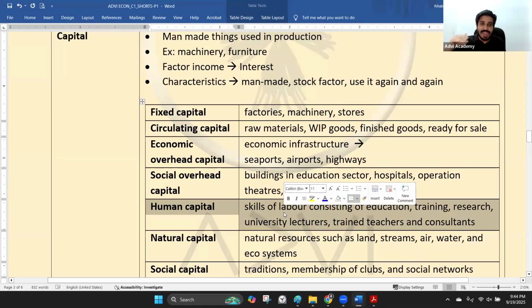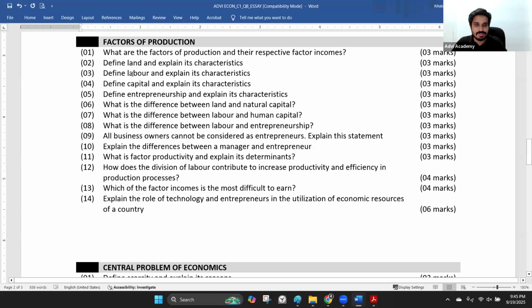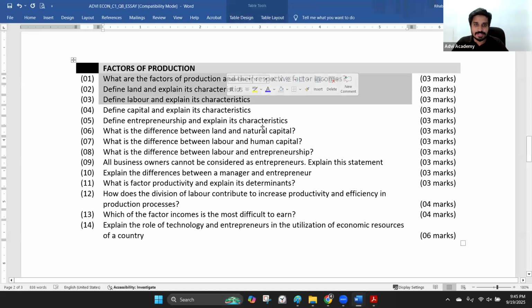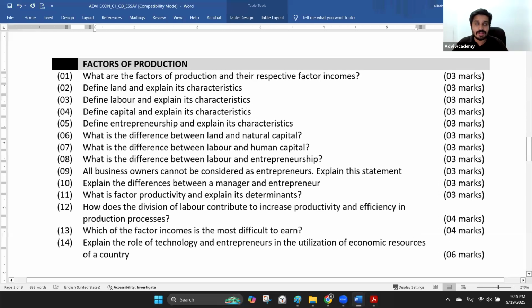What is that? Right? If we ask a question, so coming to the question bank, in this section, factors of production, well, easy questions are what anybody can answer. What are the factors of production? What is the respective factor income? Define land, what is the character of labor, what is the character of capital. These are the easy questions.